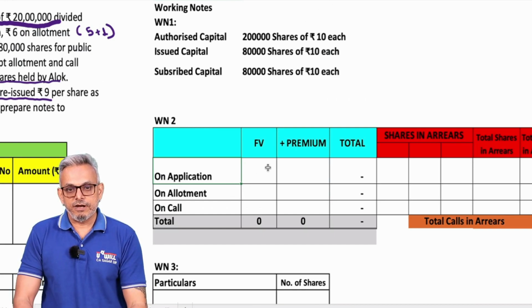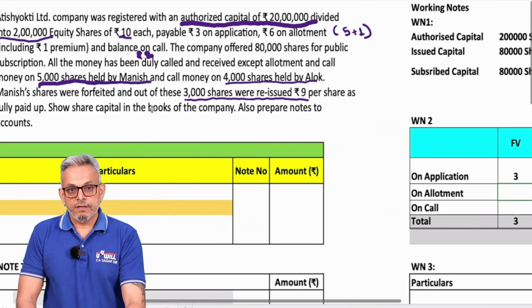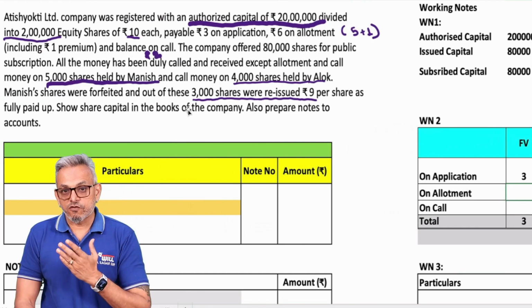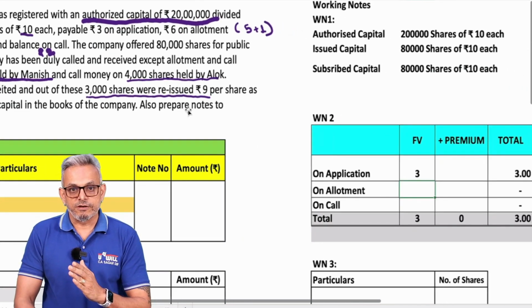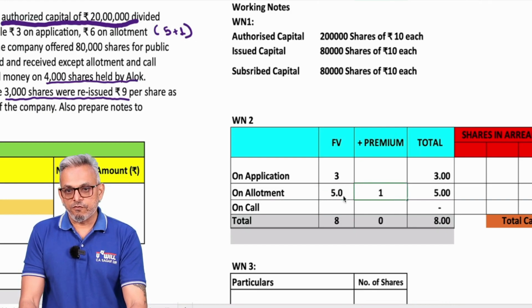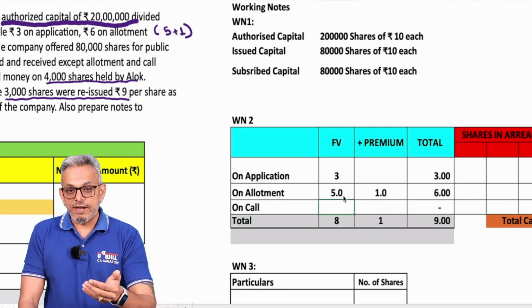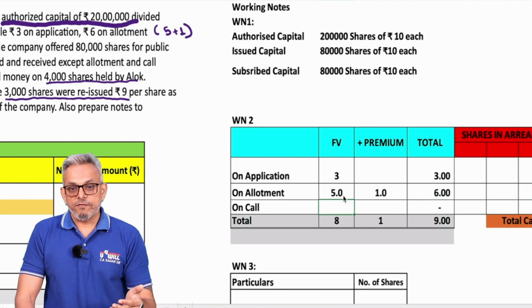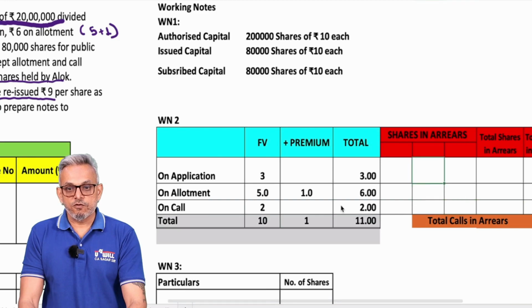So on application it is rupees 3 per share, there is no premium, so zero premium. On allotment, face value, you can see the question. Always keep the question in front of you while you are solving a sum so that you can refer to it and do proper working and provide a proper solution. So 5 plus 1 on allotment: 5 face value, premium is rupees 1. So total 6 rupees we will call from the public including 1 rupee premium. So 3 and 5, 8, but face value is 10, so the balance is rupees 2. Now we have calls in arrears over here.